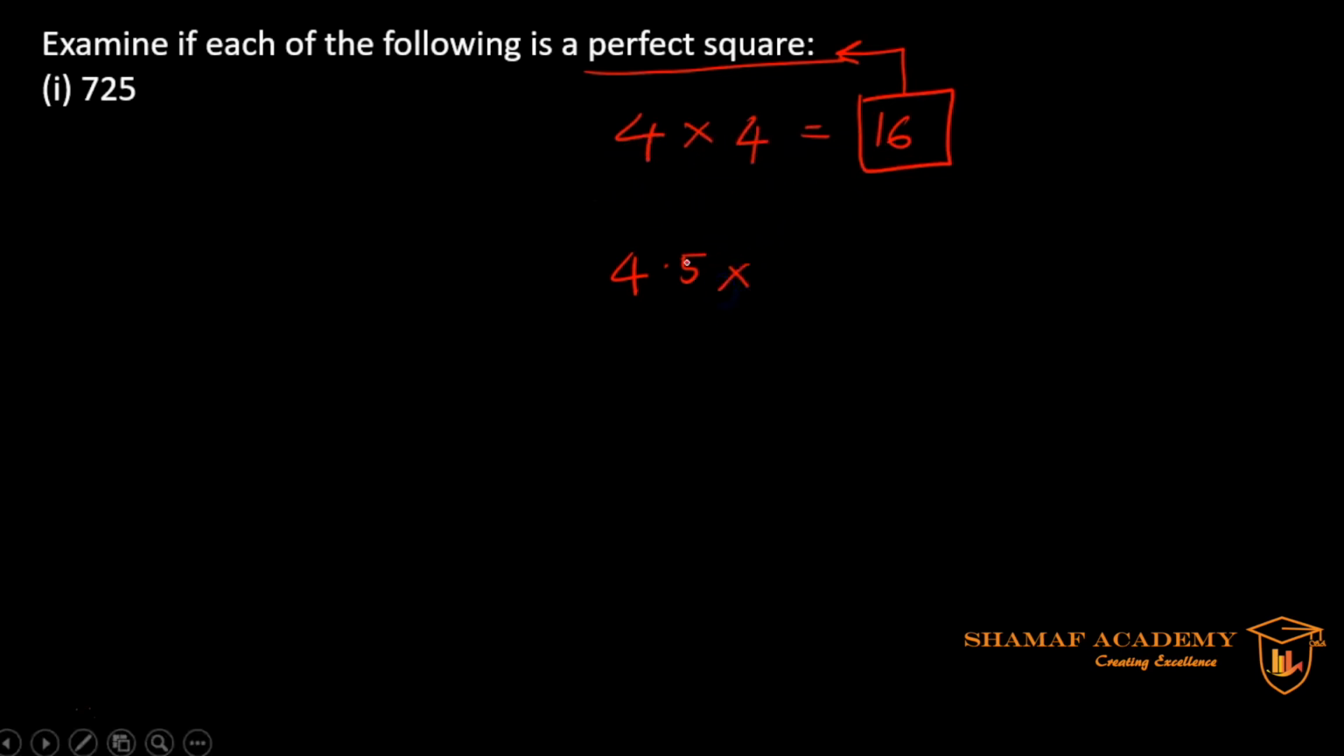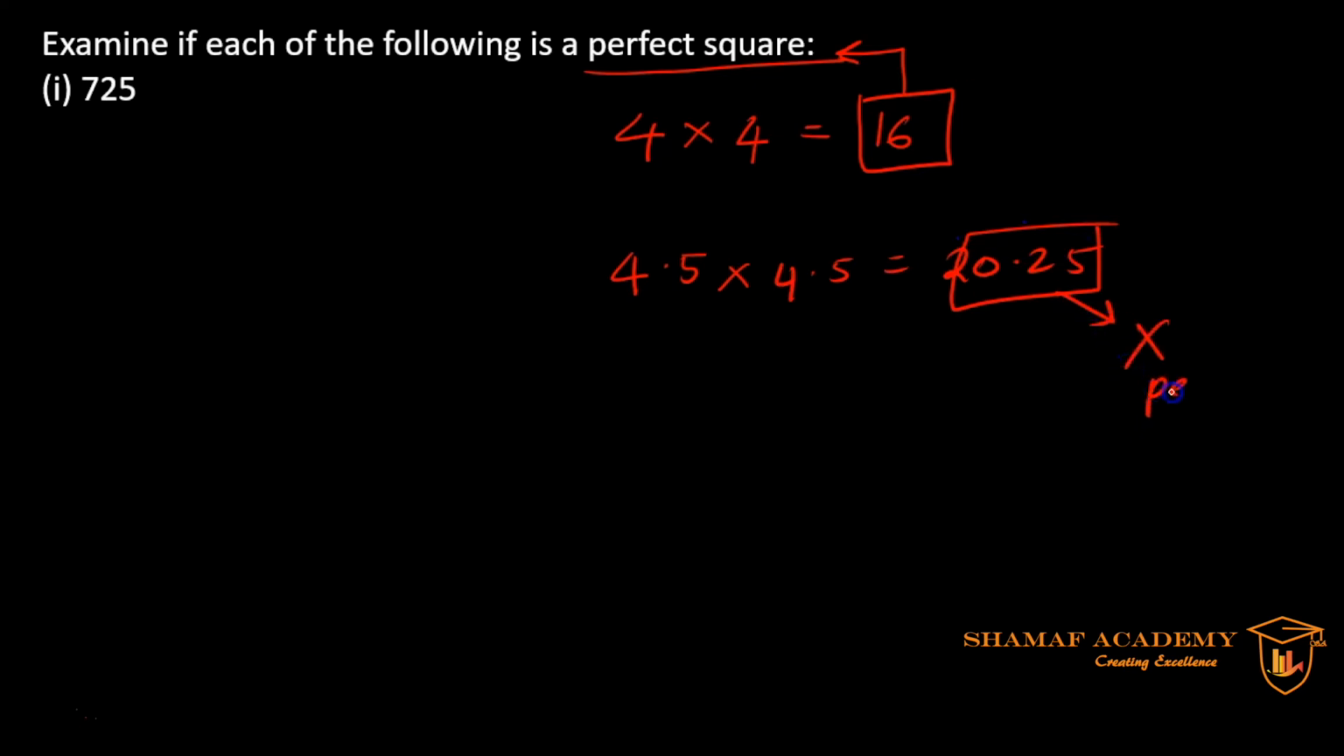Meanwhile, if I multiply 4.5 with 4.5, I'm going to get 20.25. So I'm going to say that 20.25 is not a perfect square. It is not a perfect square because it's not a product of two same whole numbers. It's a product of two decimals, so it's not a perfect square.